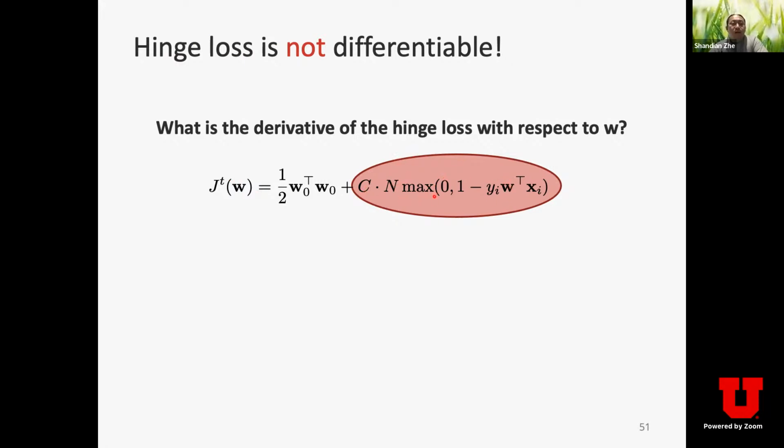That is, this hinge loss is not differentiable. It is max of 0 and something else. It's not a smooth function, and it's not differentiable. Then how can we carry out the stochastic gradient descent framework? Stochastic gradient descent, at least, needs you to provide some gradient. Then how do we sidestep this issue? How do we get over this issue?